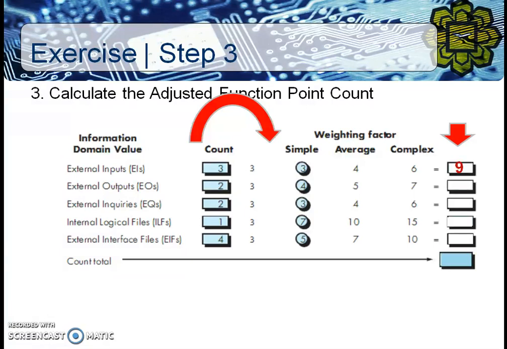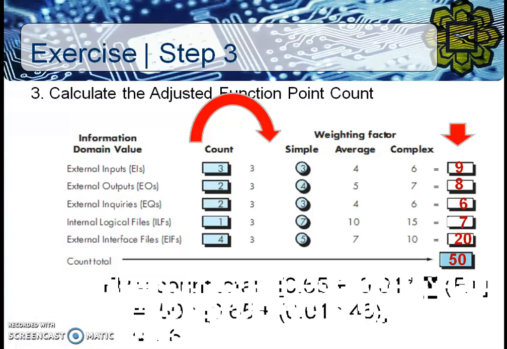Let's say the first one, 3 multiplied by 3, we get 9. 2 multiplied by 4, we get 8. 2 multiplied by 3, we get 6. 1 multiplied by 7, we get 7. 4 multiplied by 5, we get 20. In order to get the total adjusted function point count, we add up all these values, and in the end we get 50.